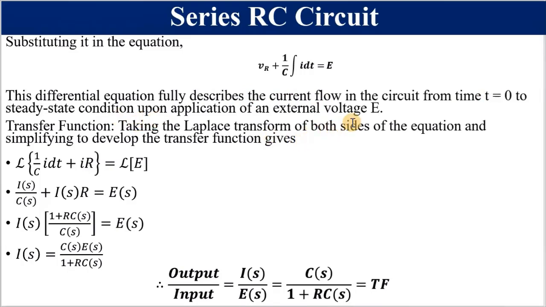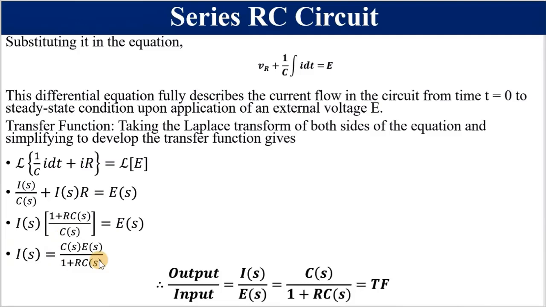When we turn on the switch, to find the transfer function we take the Laplace transform on both sides of the equation. We know that the Laplace transform of the integral of I dt is equal to I of S divided by C S, plus I of S multiplied by R, and this is equal to the Laplace transform of E. We are going to factor out I of S and make I of S the subject of the formula, and this is our mathematical model.